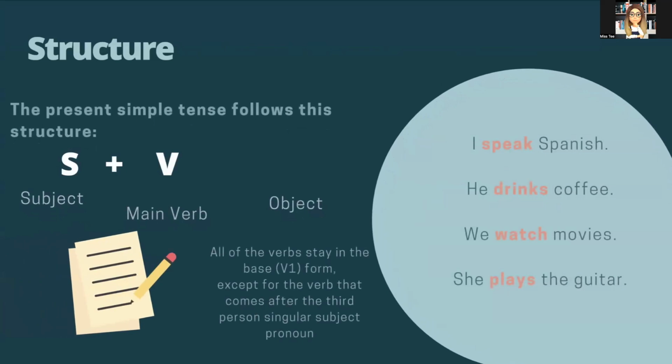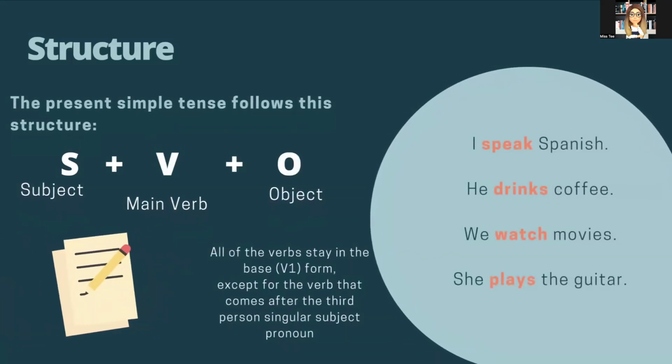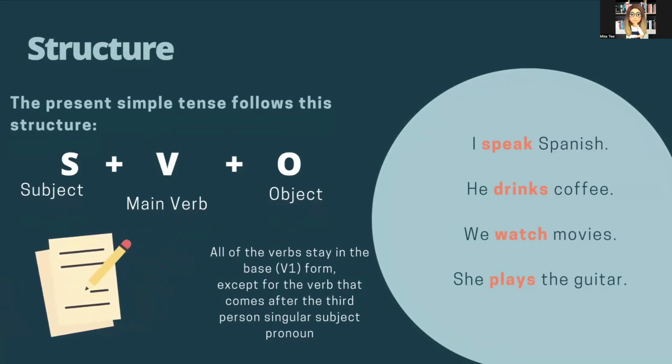So we're going to look at different structures. Now, this is one of the structures that the present simple tense follows. So we have SVO structure. S is the subject, V is the main verb, O is the object. So like we discussed in our last video a little bit, all of the verbs stay in the base form. This is also called the V1 form, except for the verb that comes after the third person singular subject pronoun, like he, she, or it. So this does change the form of the word a little bit, the verb.